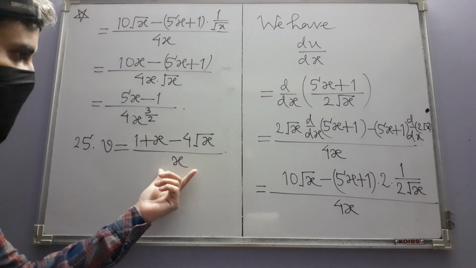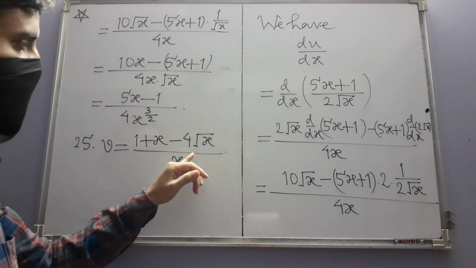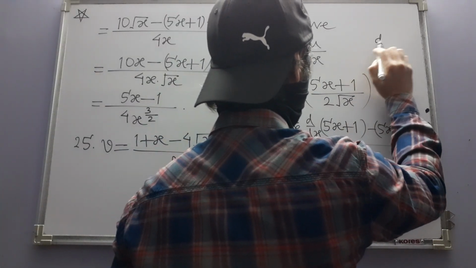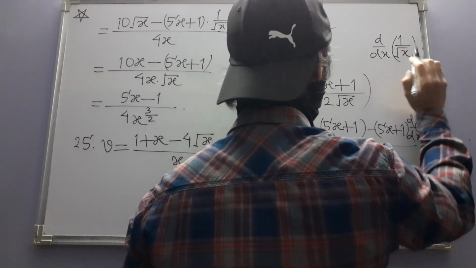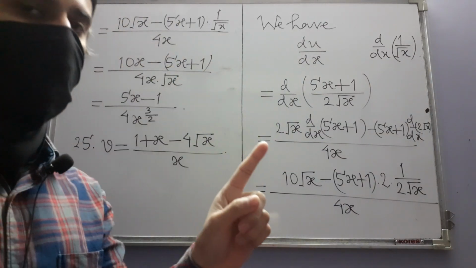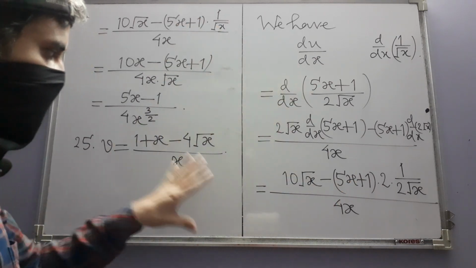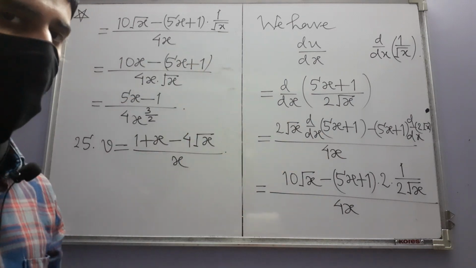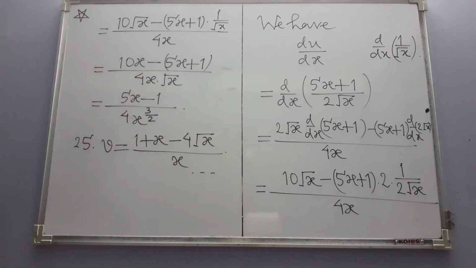So it's better you apply the quotient rule, or if you really want to calculate once and for all the derivative of 1 over root x, and then keep using it wherever it appears, that also you can do. You do the hard work once and then just keep on using your result. That also you can do. Whatever you do, you please do it. So that's the 25th one.